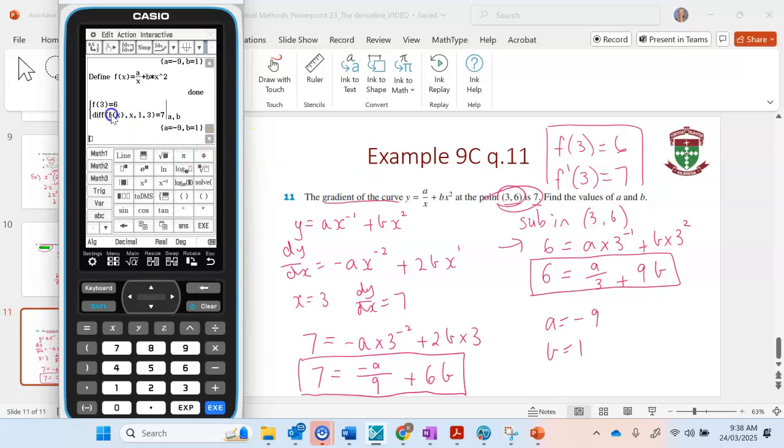Then to get your derivative, we can put all that in. You can do that separate and then copy it in if you like. You don't like that error message, but just ignore the error message and let it equal 7 because it told us that the gradient is equal to 7 at x equals 3. And then we get the negative 9, 1 from there.